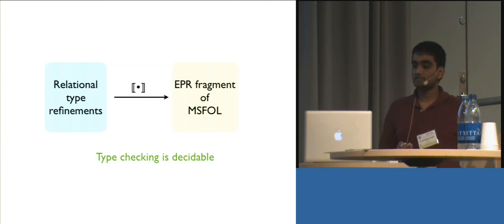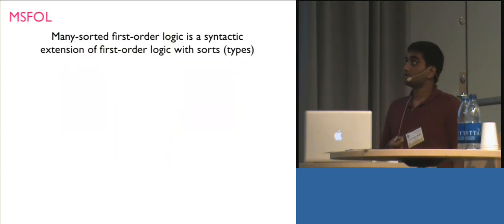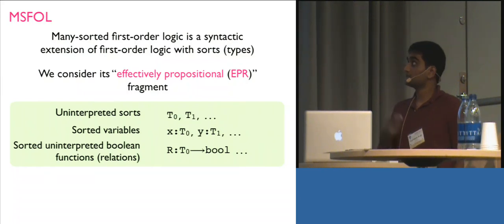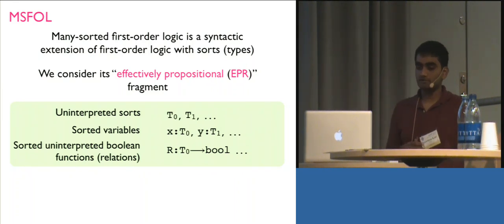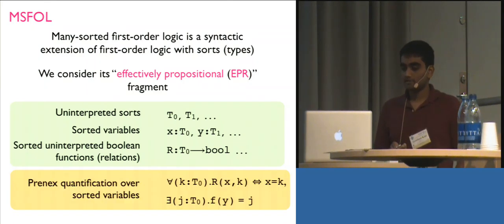So in the case of relational type refinements, we have an encoding into a decidable logic, where the decidable logic is the effectively propositional fragment of many-sorted first-order logic. So the type checking in our system is decidable. Many-sorted first-order logic is a syntactic extension of first-order logic with sorts or types, and for our encoding, we are specifically interested in the effectively propositional fragment that contains the standard constructs such as uninterpreted sorts, sorted variables, and sorted uninterpreted Boolean functions, or just relations. But along with these standard constructs, it also offers prenex quantification over sorted variables and yet remains decidable.